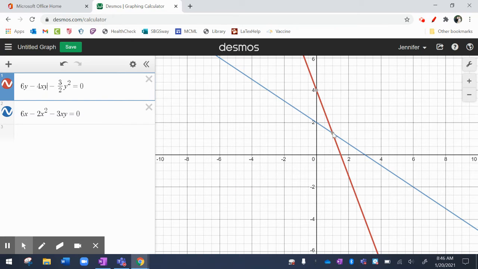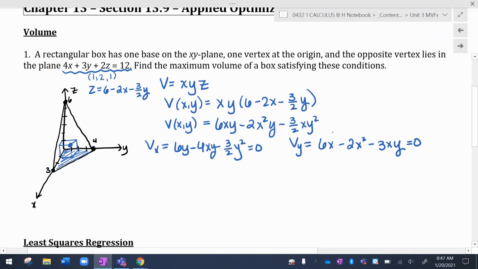All right, and where do those intersect? They intersect at 1, 4/3. So I get x equals 1, y equals 4/3. And then it's time to find the maximum volume. So I want v of 1, 4/3. And I'm going to let Desmos help me again.